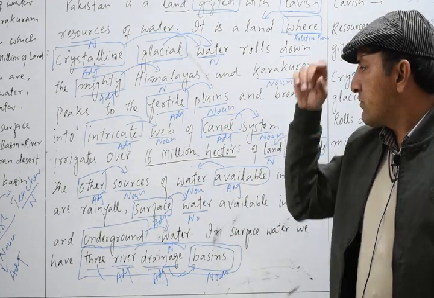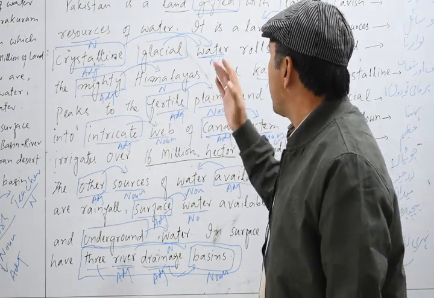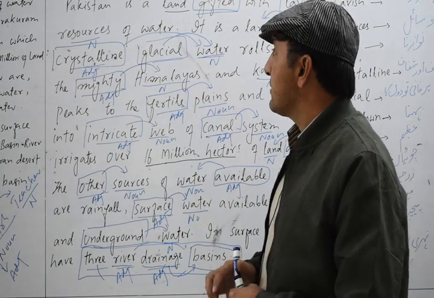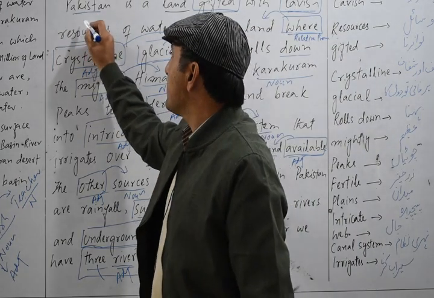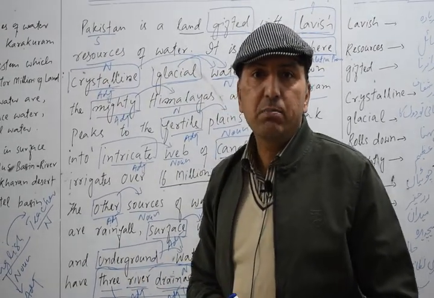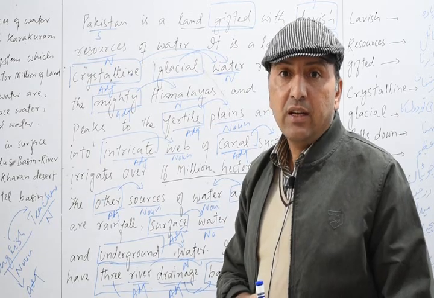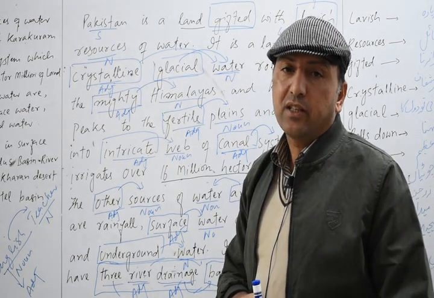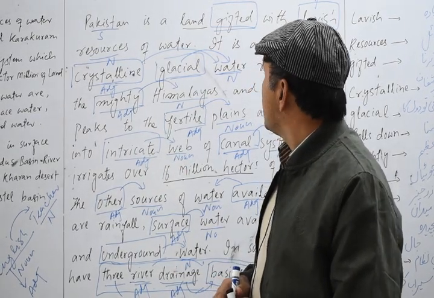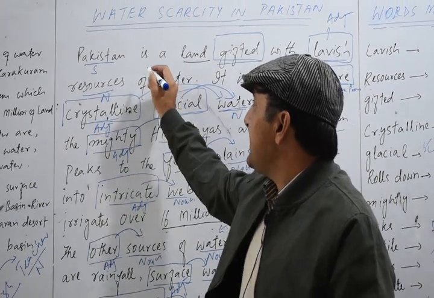Now let's discuss further grammatical structures inside the same text. Now you see Pakistan is. This Pakistan has been used as a subject. Any word which is being described, which is being discussed, which is being referred to in a sentence, we call it the subject. Now you see the subject, Pakistan is a land.